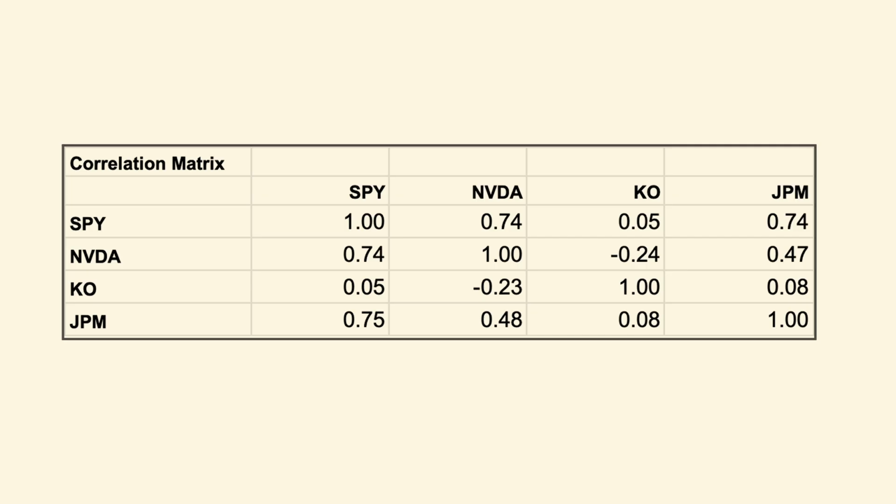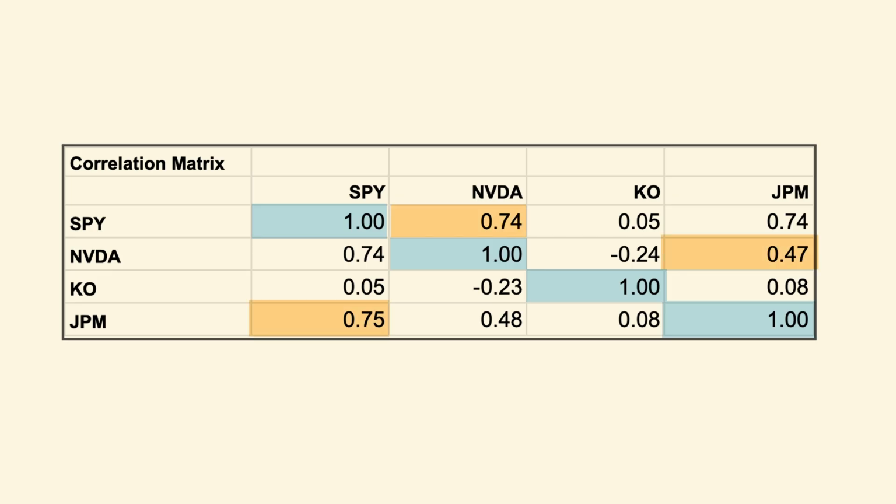Let's take four assets: the S&P 500, NVDA, Coca-Cola, and JP Morgan. After running the correlation function on yearly returns, you should get a matrix like the following. Correlations are usually displayed in matrix form because we are comparing multiple assets at once. And if your calculations are correct, you should see ones where the same asset intersects itself, as that is the perfect correlation.